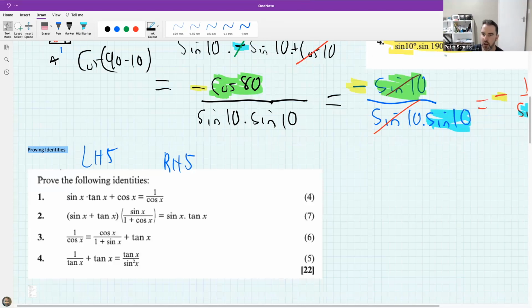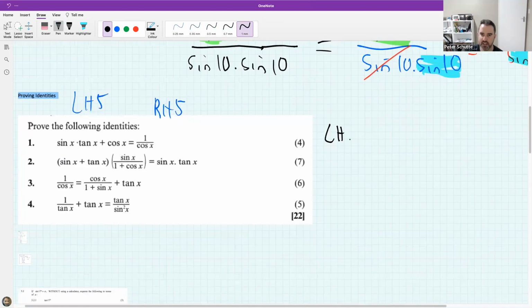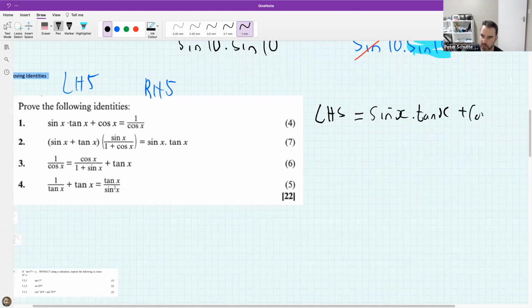Yeah, so it looks to me like the left-hand side is the more tricky one. So what I'm going to do is I'm going to write left-hand side. That tells my marker that I'm working with the left-hand side. So that is going to be sine of x times the tan of x plus the cos of x. And my goal is to work with this left-hand side and make it equivalent to the right-hand side.